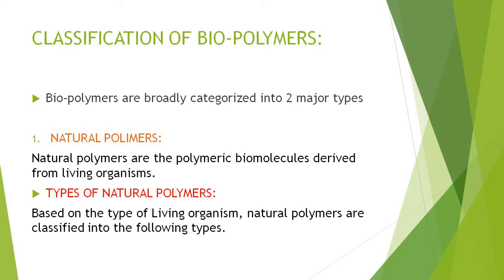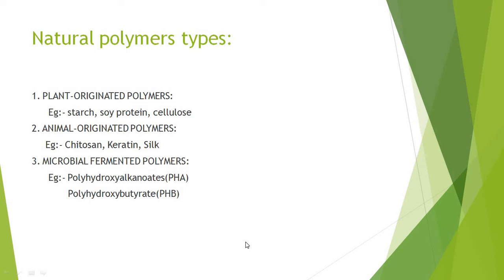Next we have the classification of biopolymers. Biopolymers are broadly categorized into two major types, natural polymers, and the second one, artificial or synthetic polymers. These natural polymers are derived from living organisms. Based on the type of living organism, the natural polymers are classified into the following types. The first one is plant originated polymers.